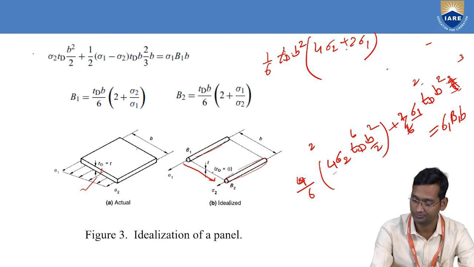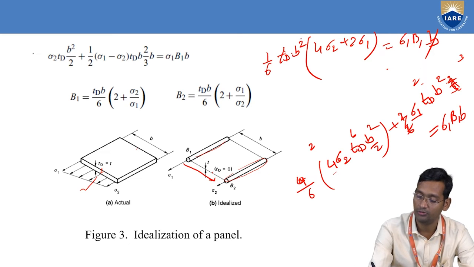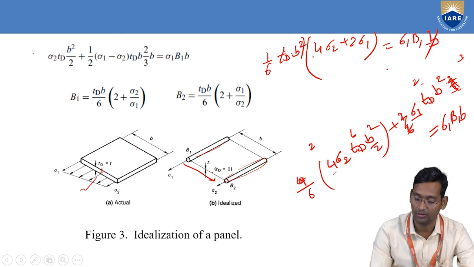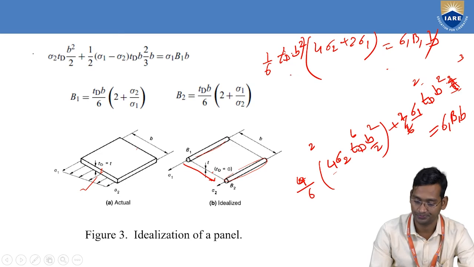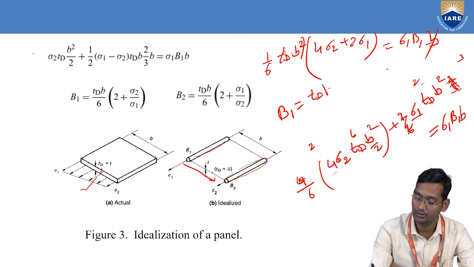And that is equals to sigma 1 B1 and B. So this one B, one B cancel. B1 we have to find. So just take 2 common from here also, or just from this we can find. So after this B1 will be equals to T D into B by 6.